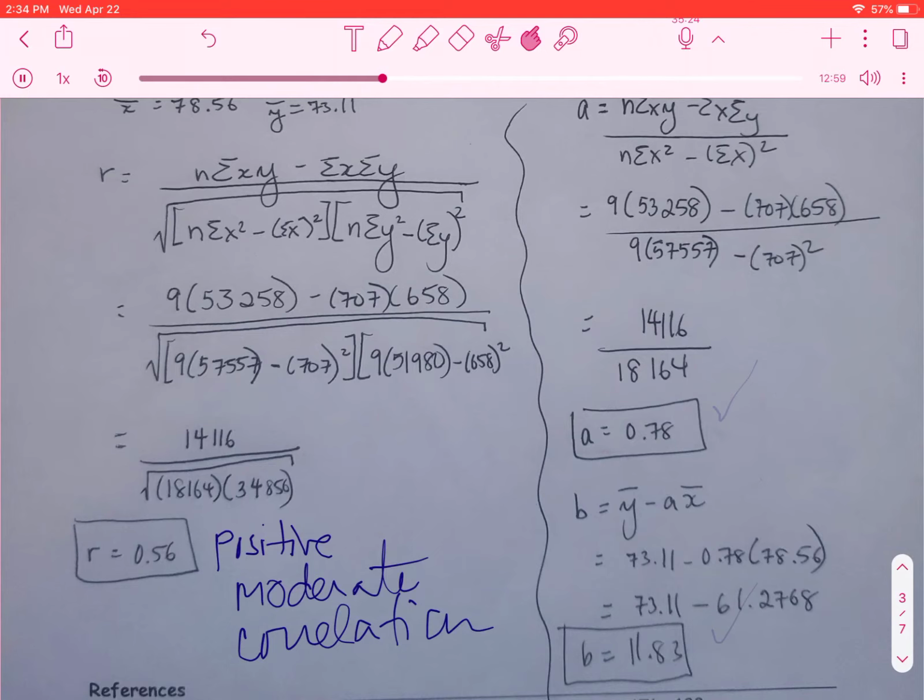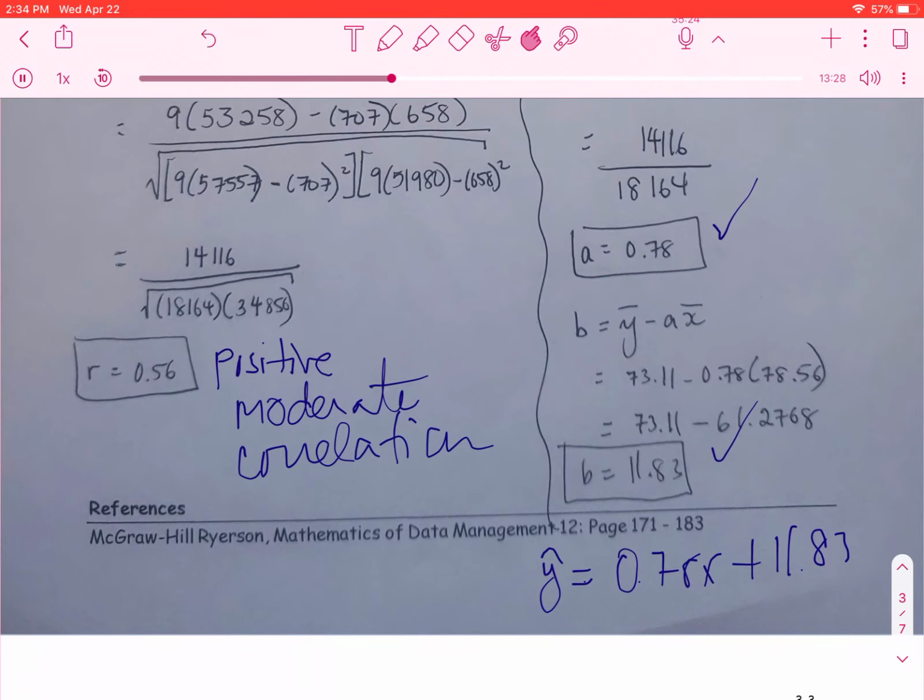Okay, similar to how we did in example 1, where you isolate for A, we figure out what A was. A was equal to 0.78, and then doing the same thing with B, 11.83. Okay, so together, if we were to finalize that equation, it'd be y hat is equal to 0.78x plus 11.83. Okay, so again, it is very similar to y equals mx plus b, right? It has that same setup.